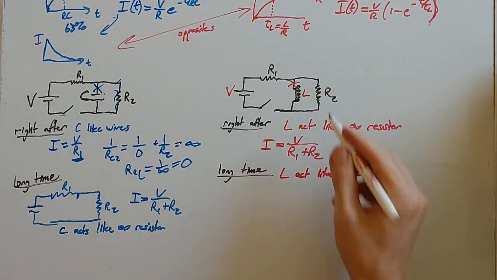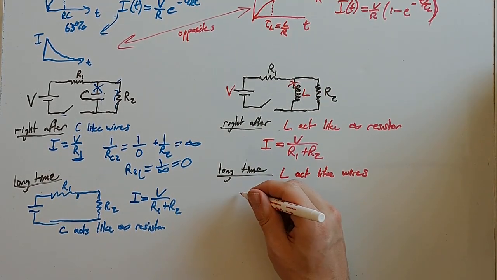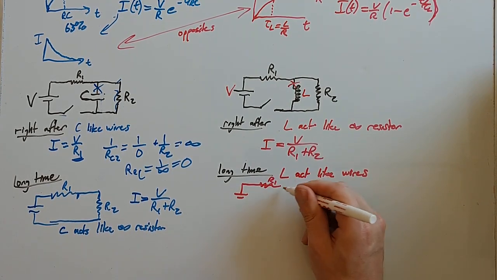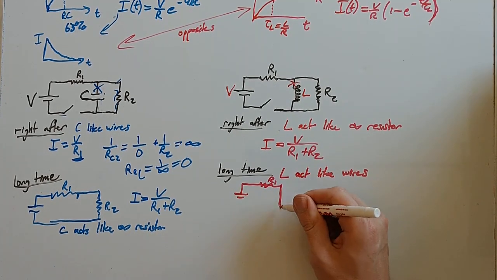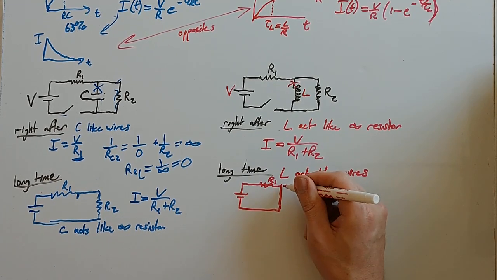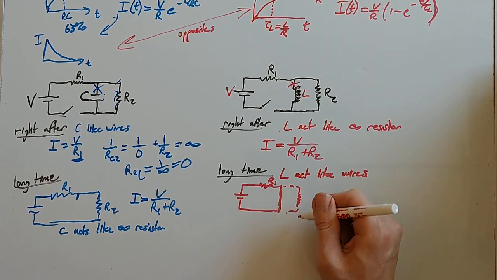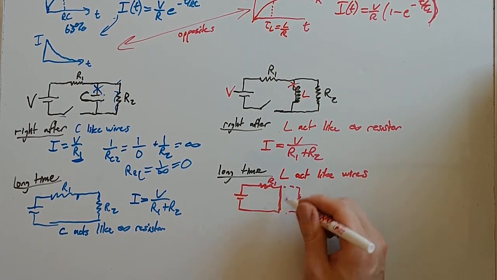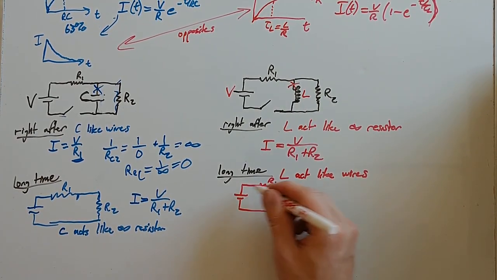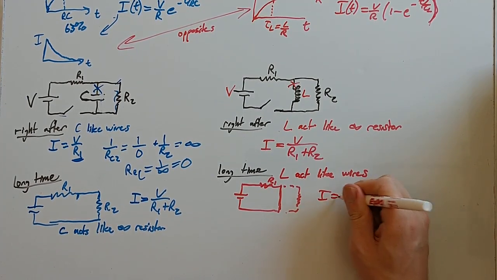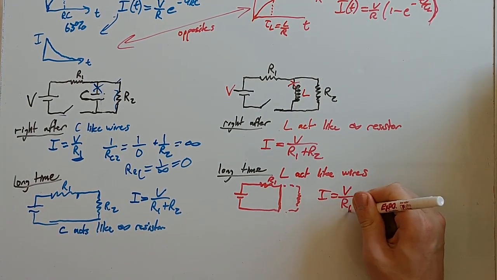And so then my circuit looks like this, where I have R1 and a wire. I can have this other resistor, but if I've got a wire, nothing's going to flow through the resistance. Everything's going to take the easy path. We always take the easy path. And so here, I is just V over R1.